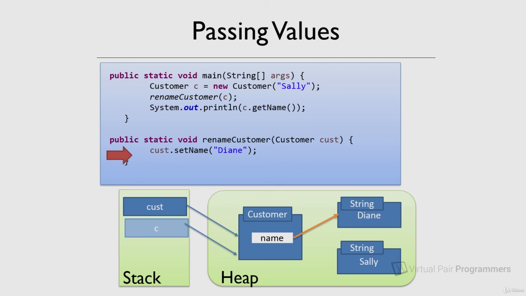Finally, we exit the rename customer method and we go to the print line. And now our C variable, which is back in scope, is referencing the amended customer object, which has a name pointing to the new string Diane. So the output from this line of code should be the name Diane. I hope you were able to predict this outcome. If you were, then well done, as it means that you now do understand the mechanism of how variables are passed between methods.